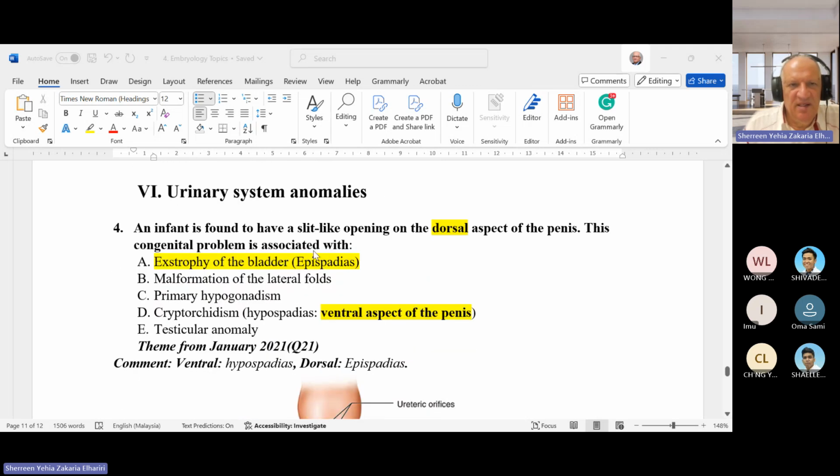So, an infant is found to have a slit-like opening on the dorsal aspect of the penis. So it is the upper part of the penis, this area. So it is epispadias. The associated congenital problem is exstrophy of the bladder, meaning loss of the area of the bladder, and of course, the anterior abdominal wall.